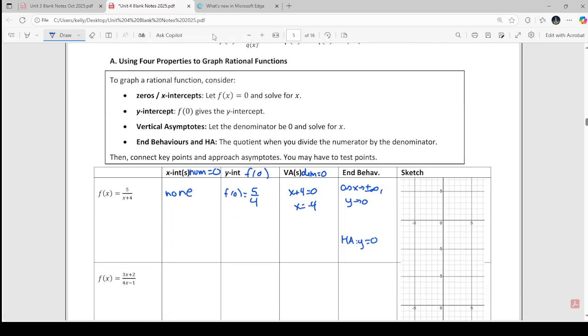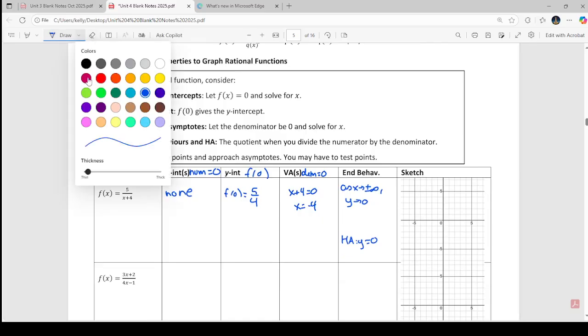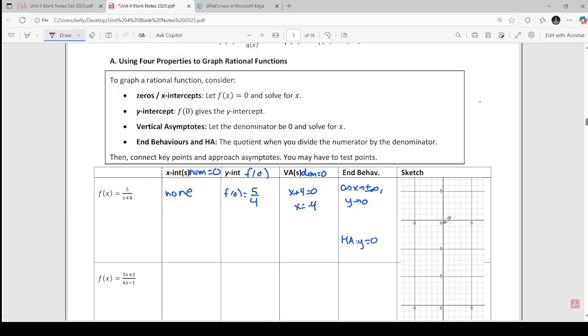So let's put those four features on our graph. Usually I start with the VA at minus 4 using a ruler, and the HA at 0. Then I will put my points, which are no x-intercept and a y-intercept at 5 over 4. And then we'll connect the key points and approach the asymptotes. So actually we only have one key point, but to go through this point and approach the asymptotes, you know what shape we get.